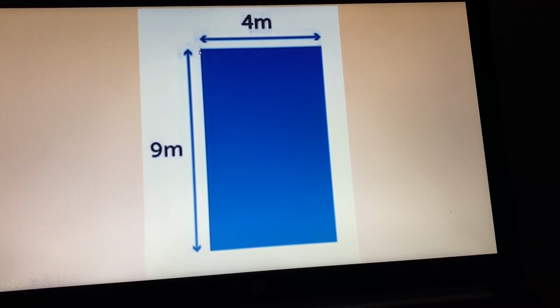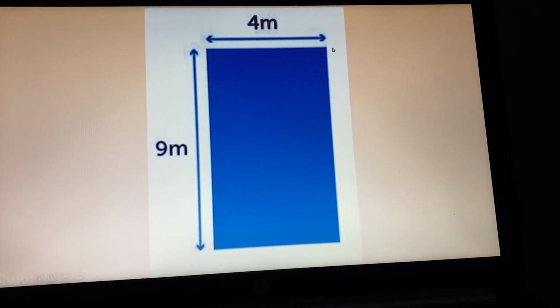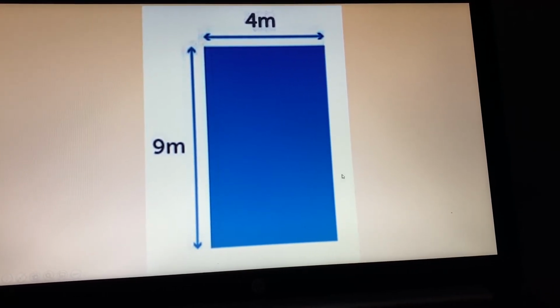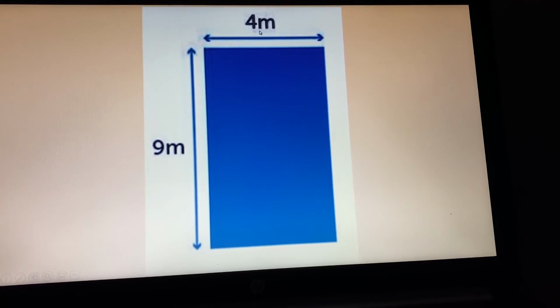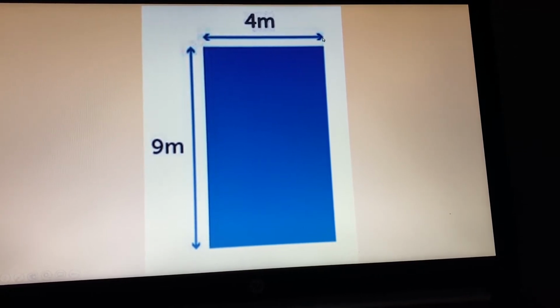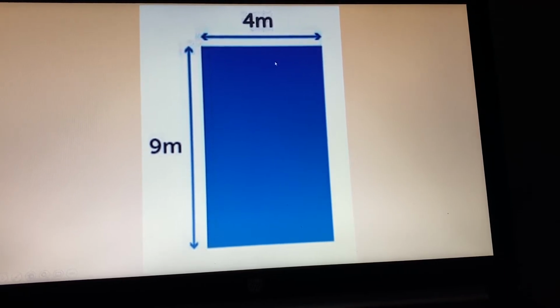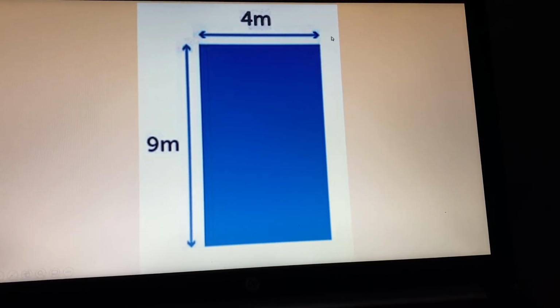Again, we've got our width, we've got our length, but we're missing 2 dimensions from here. But hopefully you can identify the fact that that is a rectangle. Therefore this length is going to be the same value as the opposite side, and this length here is going to be the same value as the opposite side. So hopefully what you've done is you've done 4 plus 9 and then potentially doubled it, or you've done 4 plus 9 plus 4 plus 9. But hopefully you've worked that out.